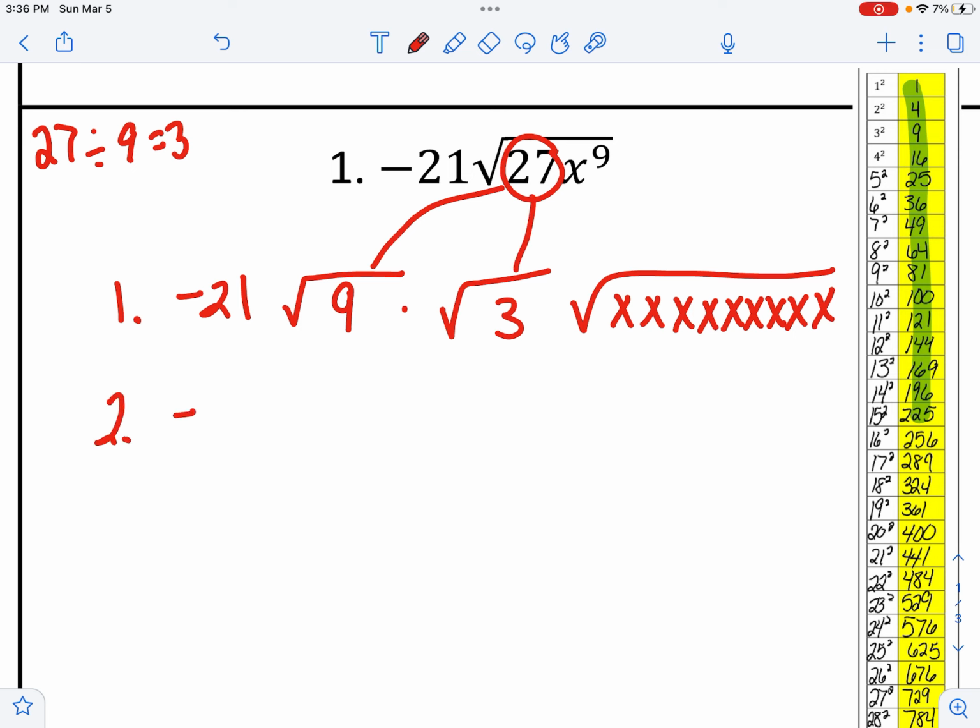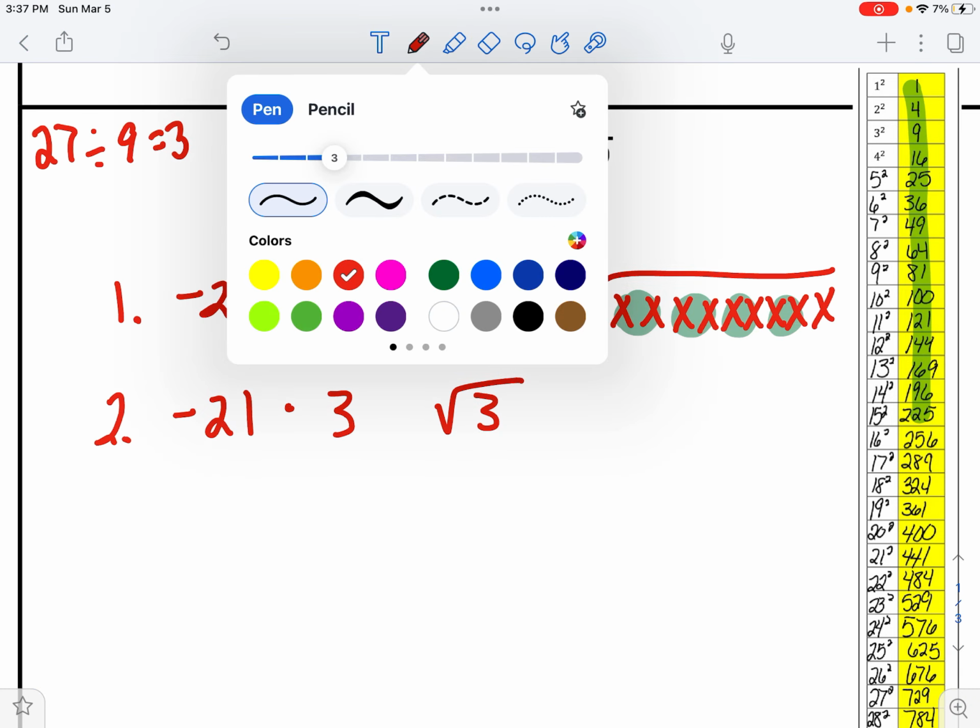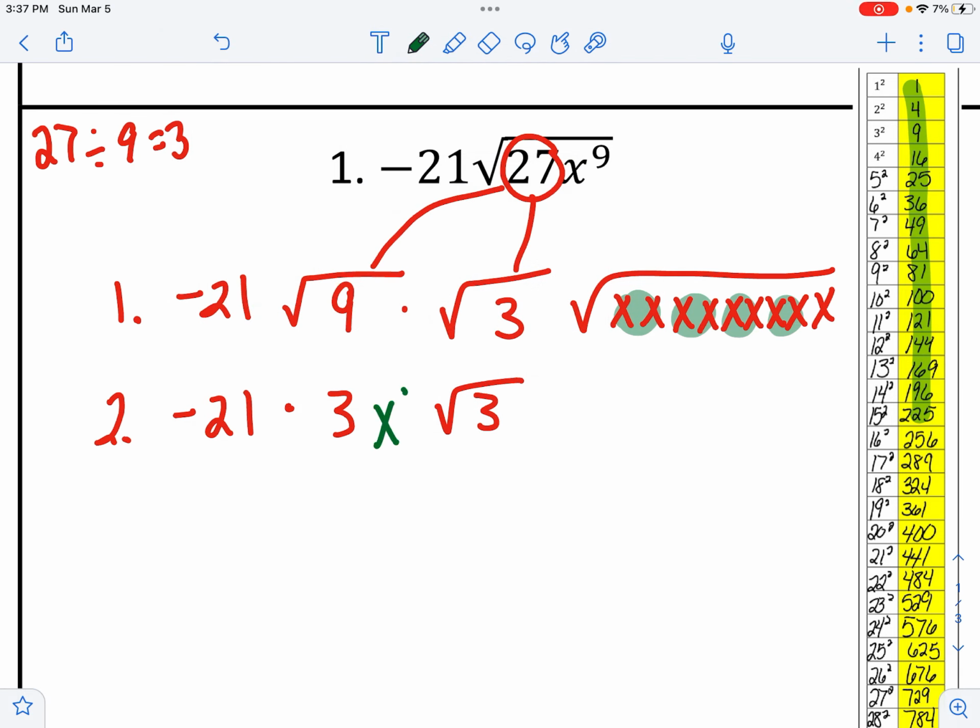Step 2, drag down that negative 21. The square root of 9 becomes a 3. The square root of 3 stays put. And now let's deal with these x's. Are you ready? So we have 1, 2, 3, 4 groups. So take a look at how I'm going to write that. I'm going to write them right here. X to the 4th, but you see this guy who's still left over?